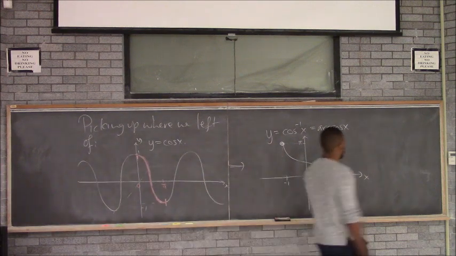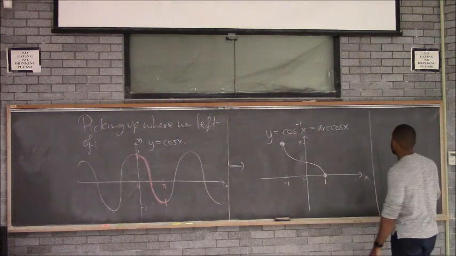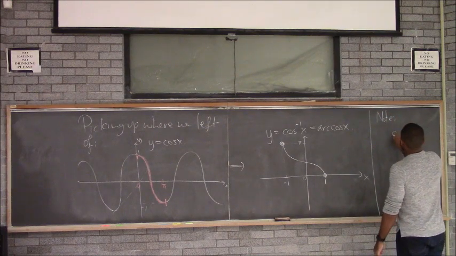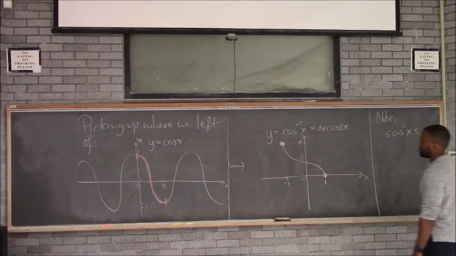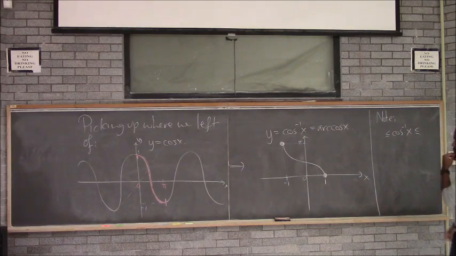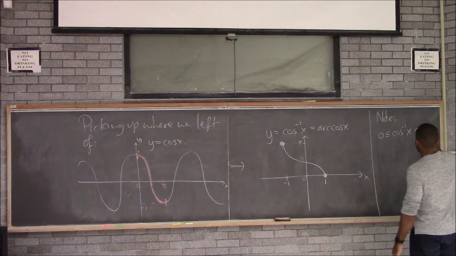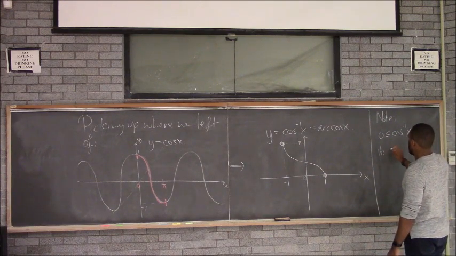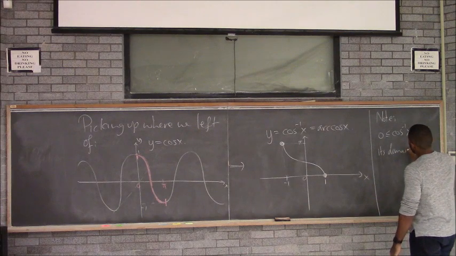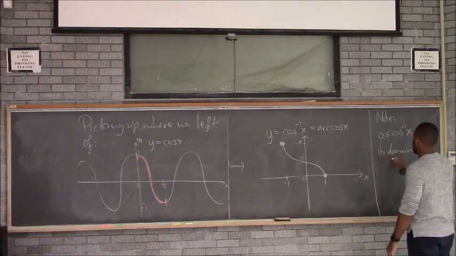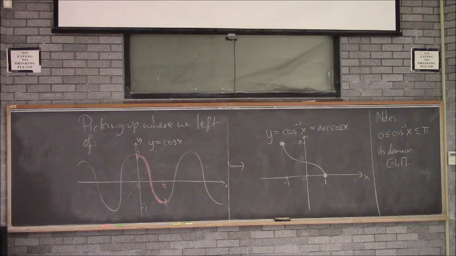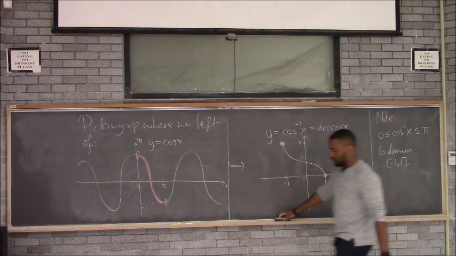Notice that it will only give outputs in a certain range. Note, cosine inverse of x will only output values that will be between 0 and pi. And its domain is -1 to 1. That's another important kind of function that we want to know about.